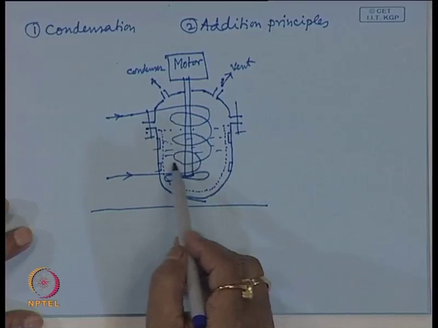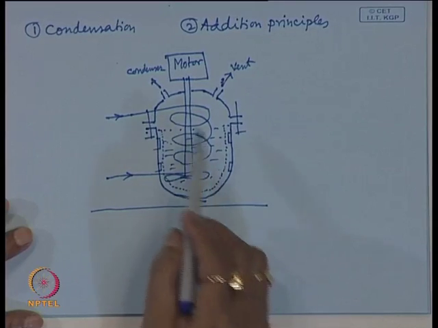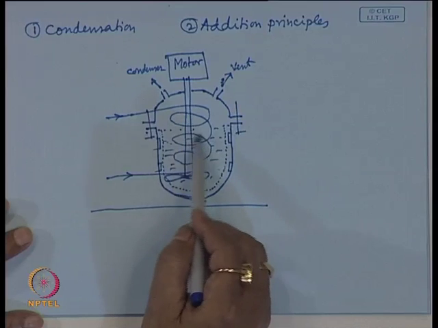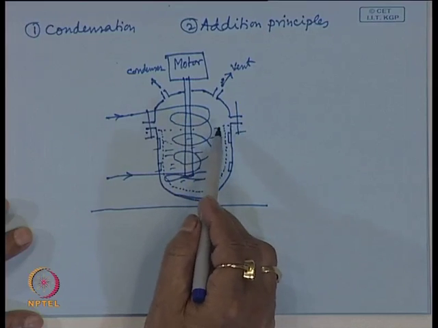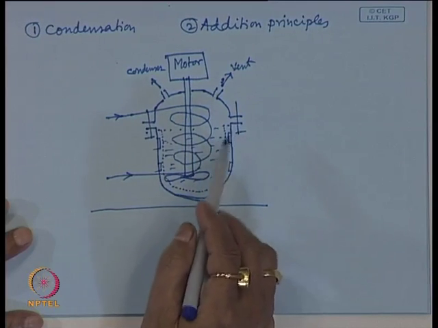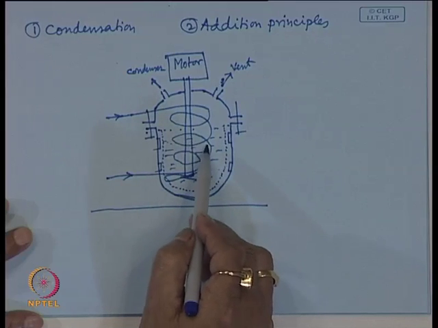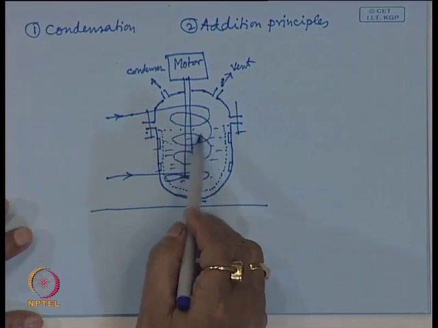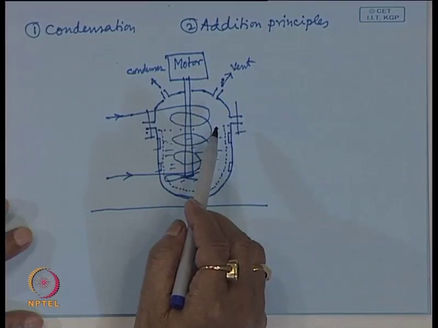Actually I am a little wrong, I should show this coil from there. So, actually it remains immersed in the liquid inside this kettle. So, heat is supplied. Now, here is the heat transfer surface, the surface of this tube provides you the heat transfer surface.